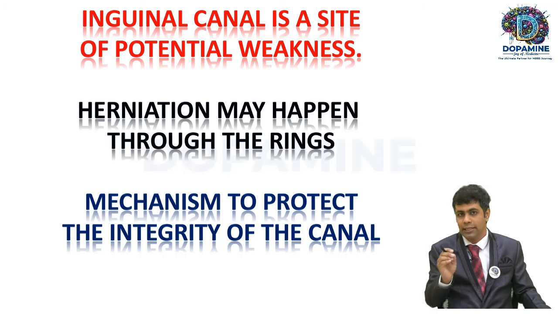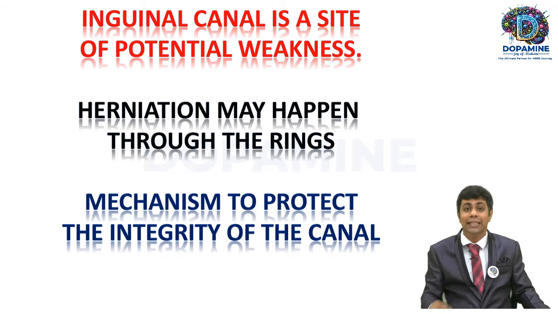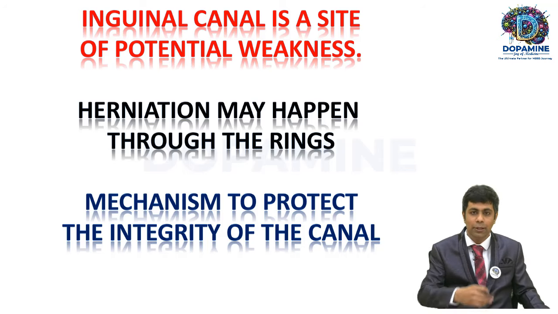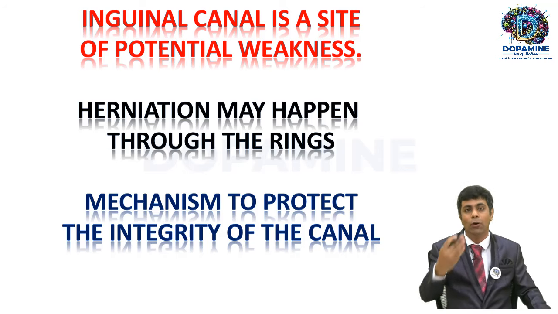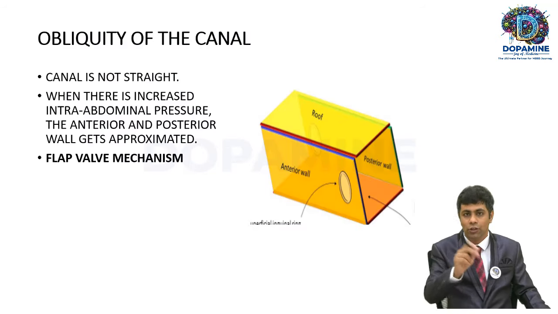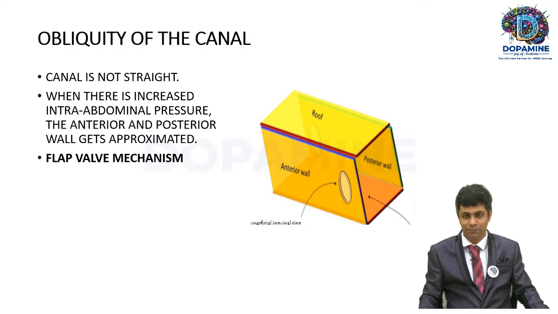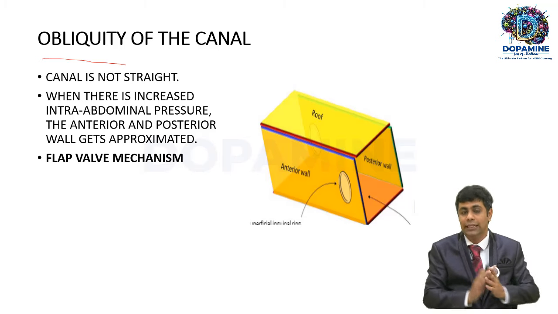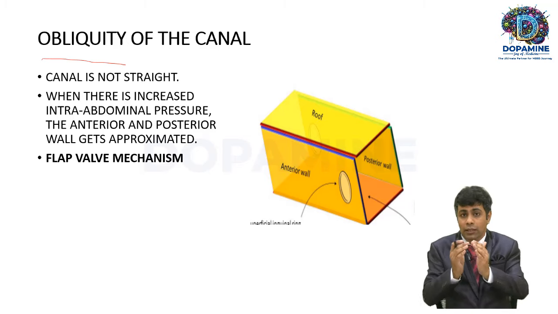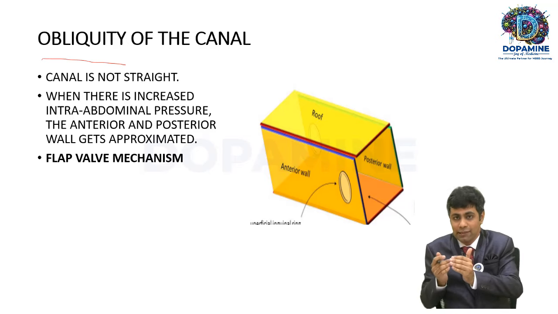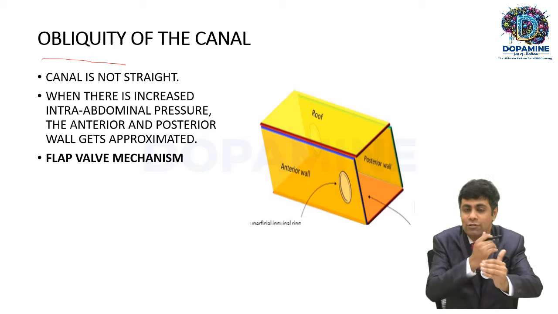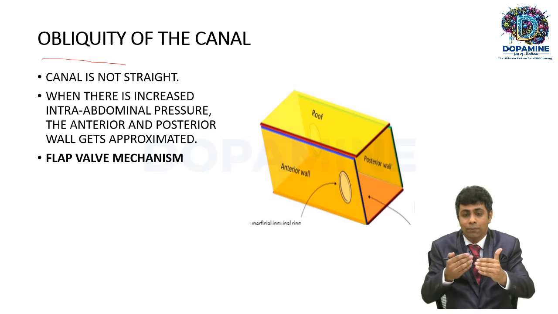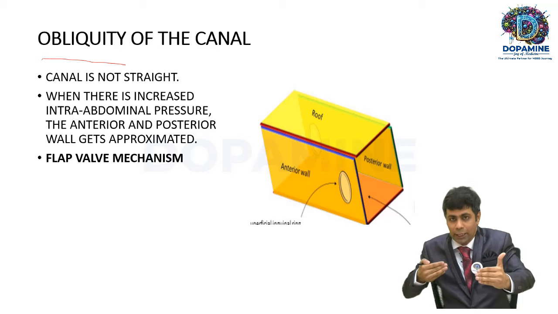But there are some innate mechanisms to protect the integrity of the canal. So let me go through some of the important mechanisms which are present to protect from inguinal hernia. Number one, obliquity of the canal. Now, if you look at the canal, as I told you, the canal is directed downwards, forwards and medially, and it is from the posterior part of the layers, the fascia transversalis, and it travels through the anterior wall to the external oblique muscle. So it goes from deep to superficial.